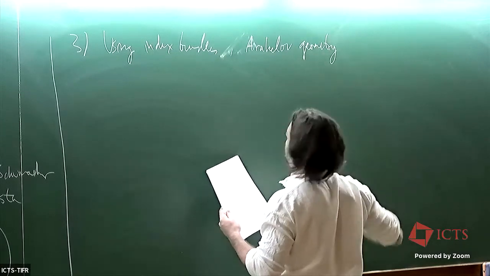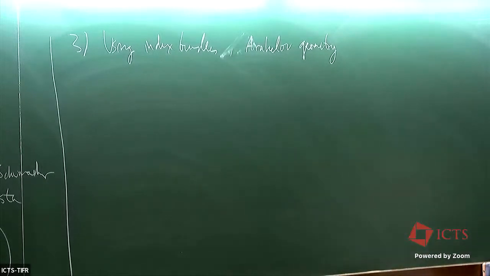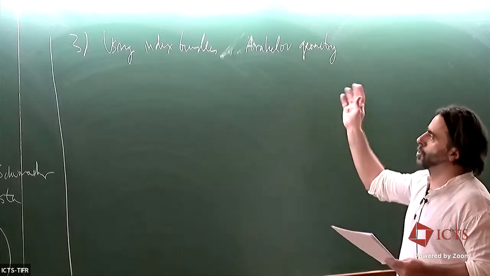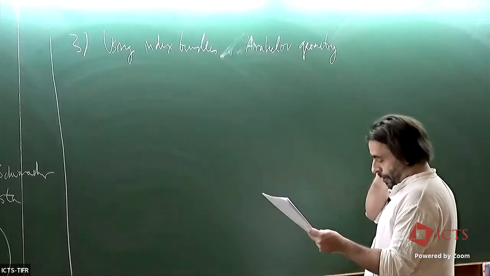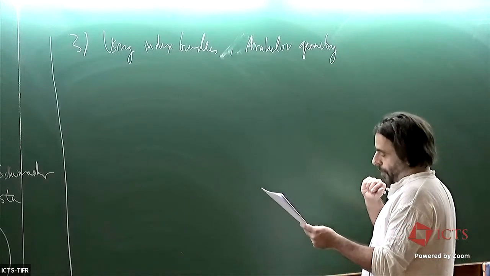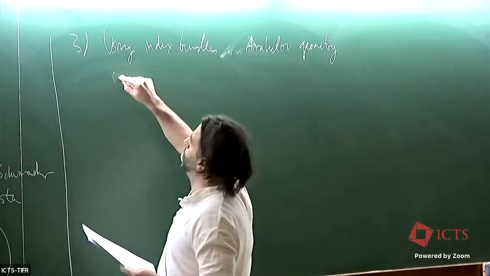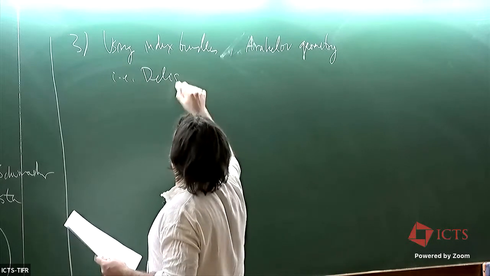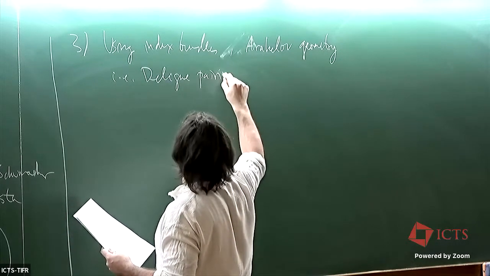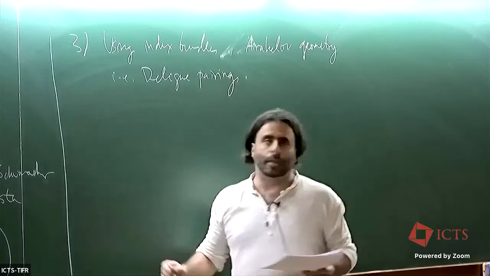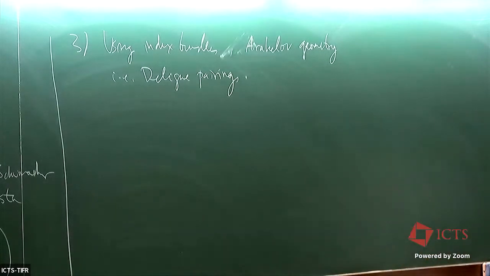Arakelov geometry is a branch of algebraic geometry that uses metric structures, not only complex geometry, but also L2 metrics and things like that. Topology also. The main tool here is the link pairings. So this is basically the main result that I'm going to present here.